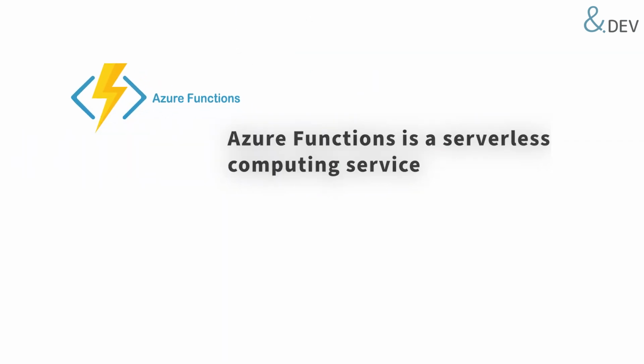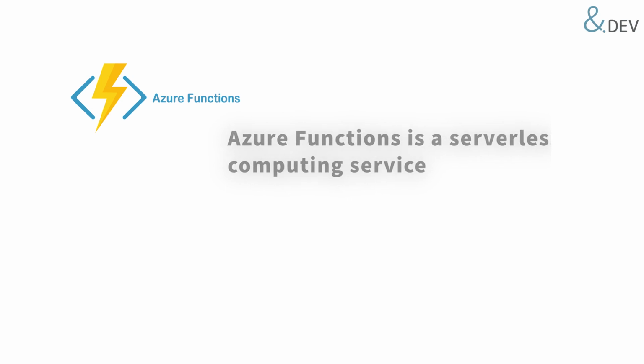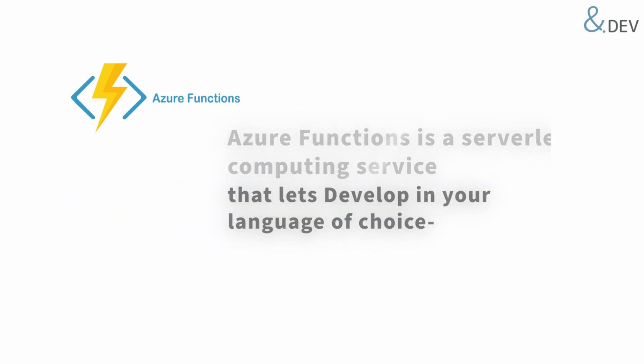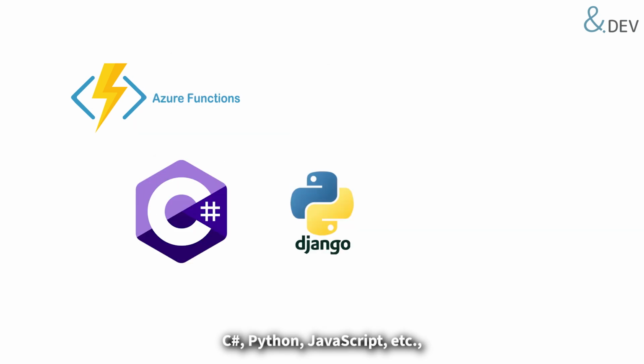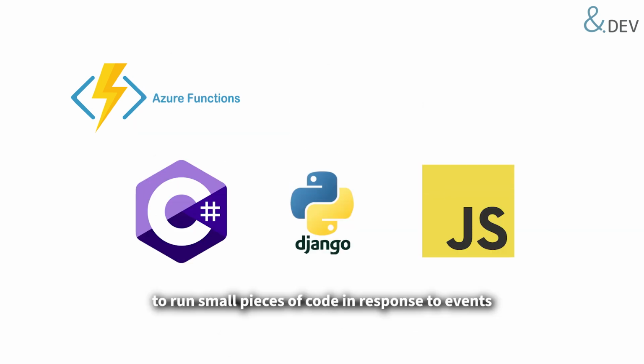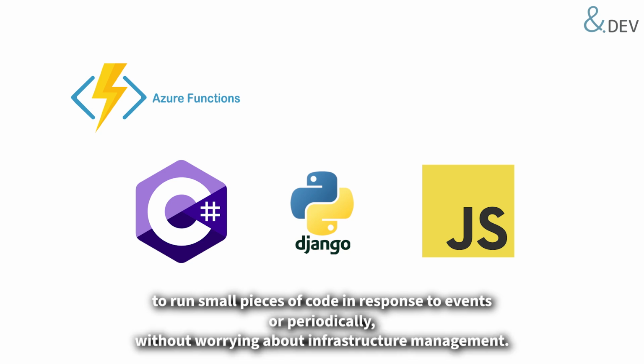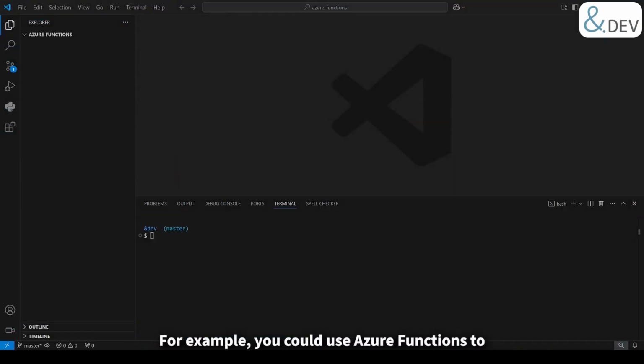Azure Functions is a serverless computing service that lets you develop in your language of choice, C#, Python, JavaScript, etc., to run small pieces of code in response to events or periodically, without worrying about infrastructure management. For example, you could use Azure Functions to handle HTTP requests, process data from a database, or respond to events in real time.